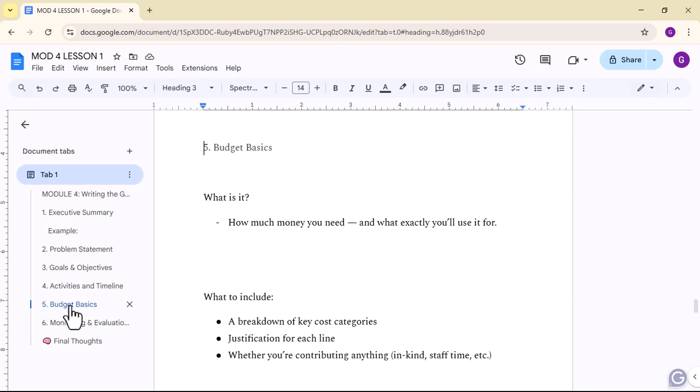But the basics is that budget is talking about how much money you need and what exactly you will use the money for. So what you want to include in budget is a breakdown of key cost categories and justification for each line of these categories. Whether you are contributing anything in kind, or staff time, etc. So these are some of the things to include in your budget.